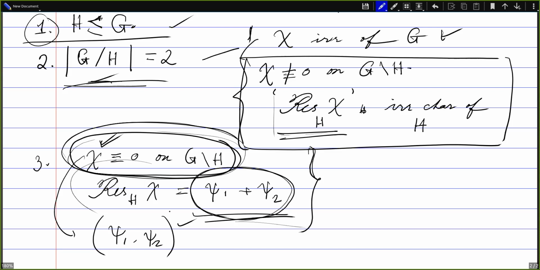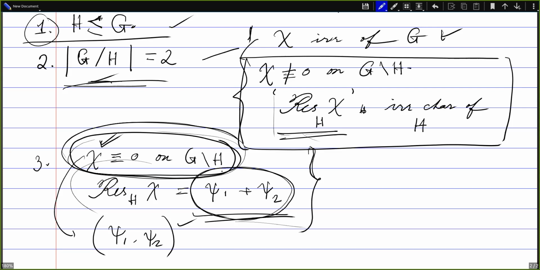However, it is quite clear that the irreducible characters of H that we obtain from the first class and the second class of characters of G by restricting them are all the irreducible characters of H.